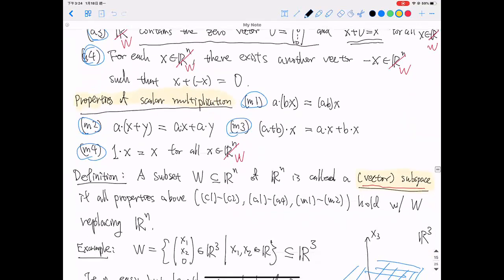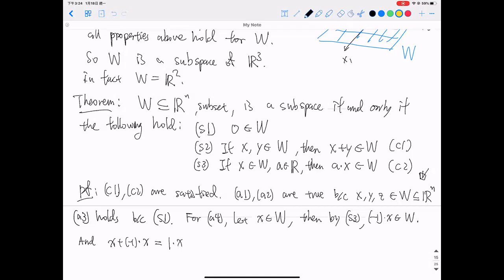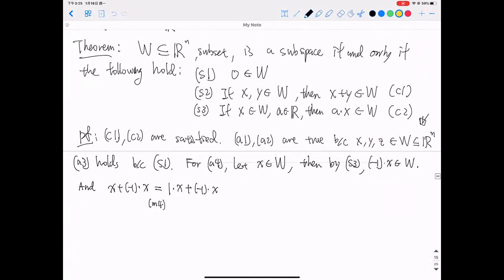Now for A4, let's say you have x being a vector in W, then by S3, minus 1 times x is in W, right? And if you take x plus minus 1 times x, x being a vector in Rn, x is equal to 1 times x. And this is what we call M4 for x in Rn. Okay.